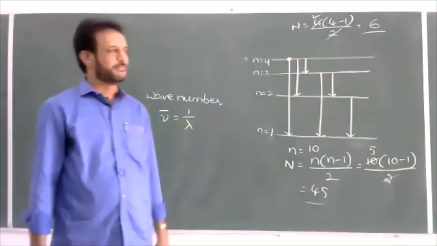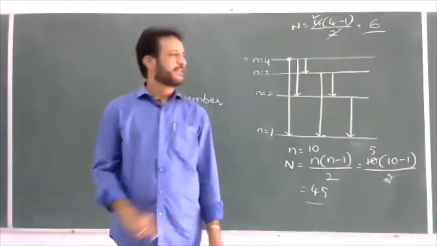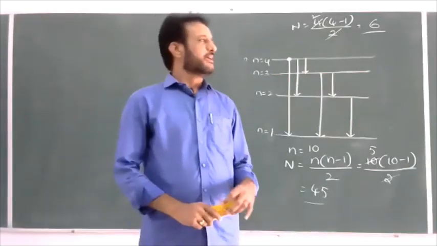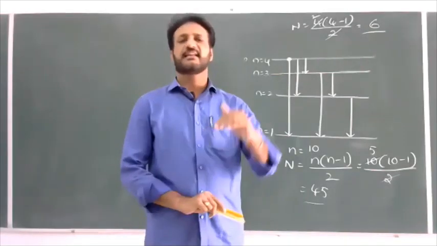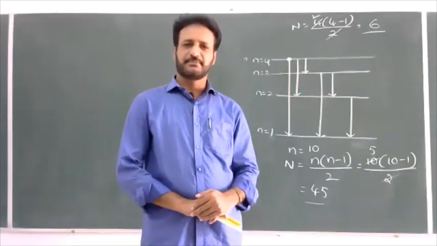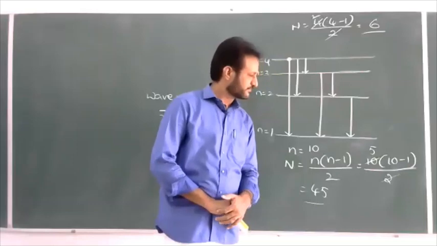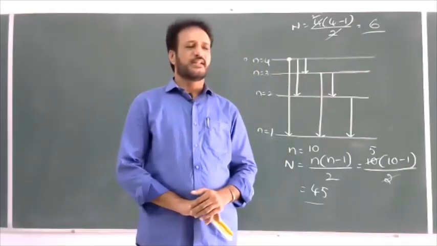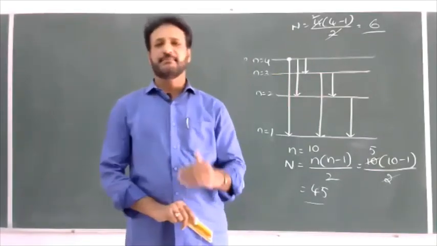Here I'll write one more point. When an electron jumps from a higher orbit to a lower orbit, here higher orbit means a higher energy orbit, and lower orbit means a lower energy orbit, it emits energy.